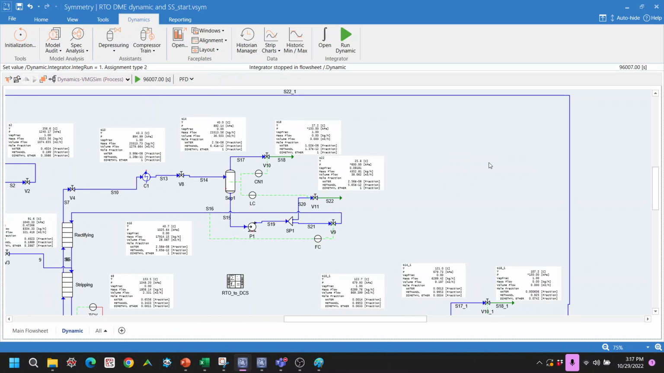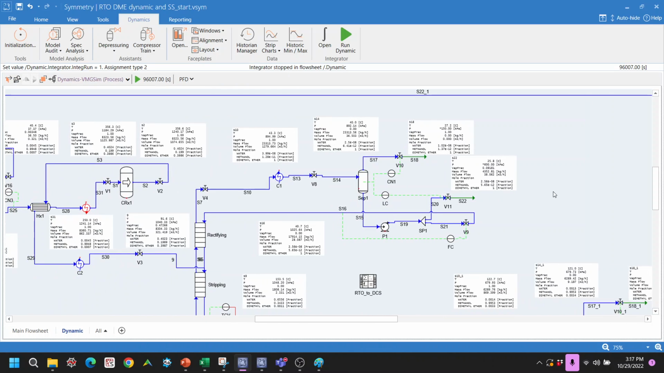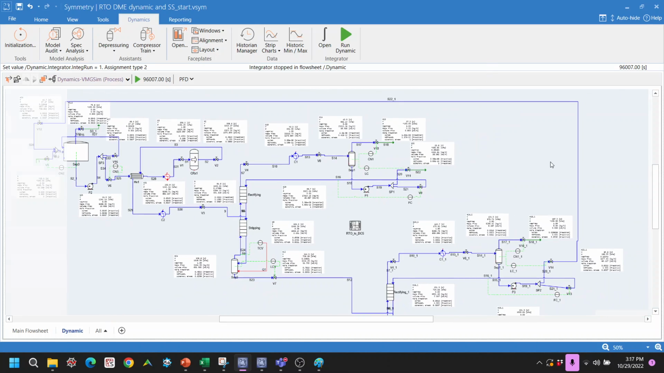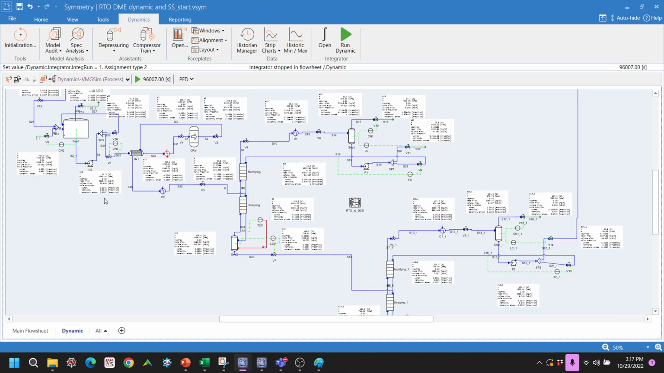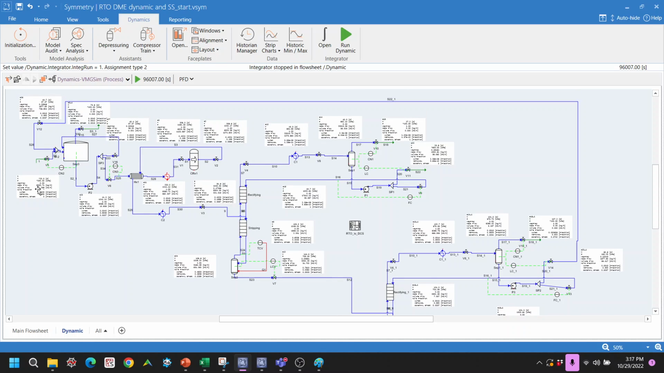So I have the simulation model, and in this case we can see this is a DME plant. DME is dimethyl ether. What it does is dehydrate methanol, so we take water from methanol, where we produce DME and obviously water. So we have methanol coming here. It goes to the tank as a makeup, goes to level control, and then we pump it.